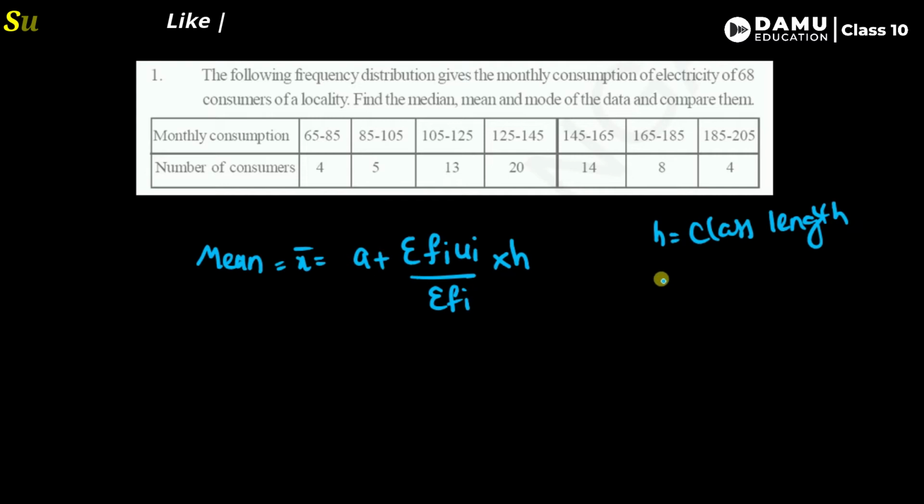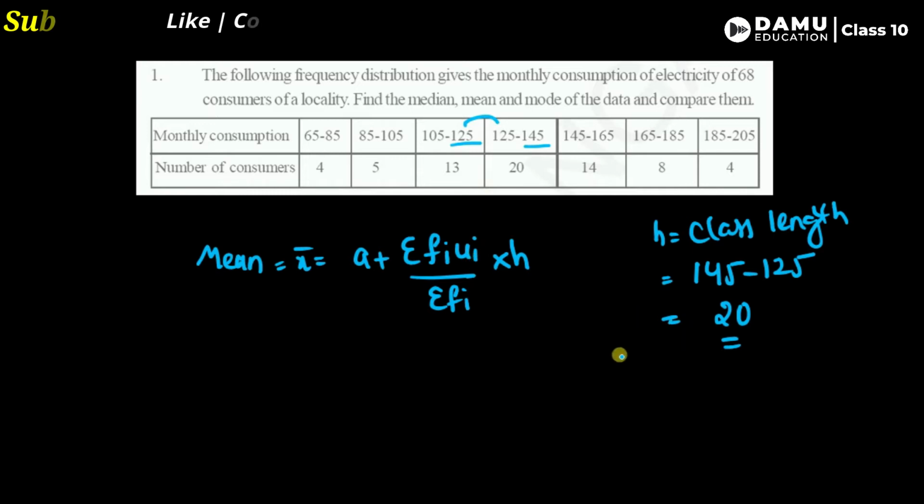Here the class length, we are going to take the upper limits of any two consecutive class intervals. Let's take 125 and 145 in these two class intervals. So the difference of upper limits and lower limits, what is this? 20. So class length h will be equal to 20. We have calculated that one.